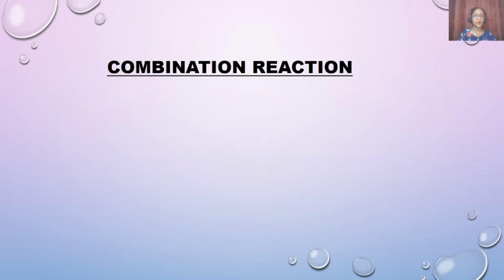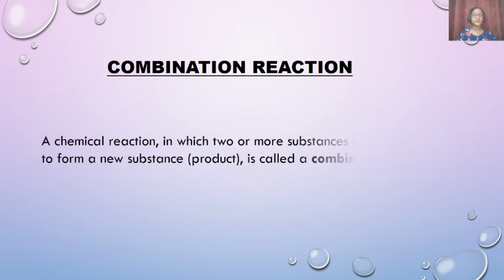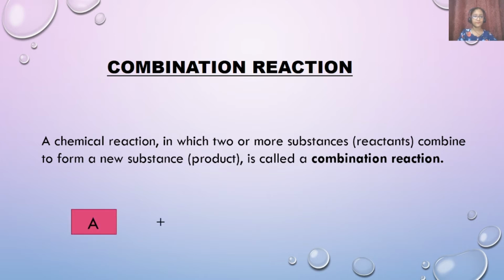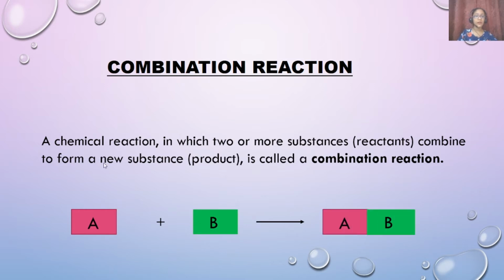First, let us study about combination reaction. It is a chemical reaction in which two or more substances, which are reactants, combine to form a new substance, which is product. Therefore, it is called a combination reaction. Here, A and B, which are reactants, have combined to form product, which is AB.